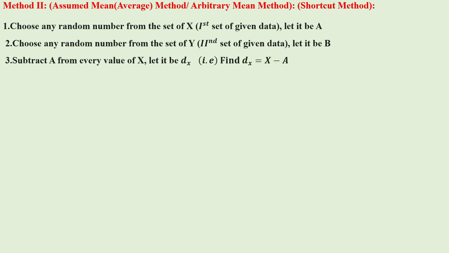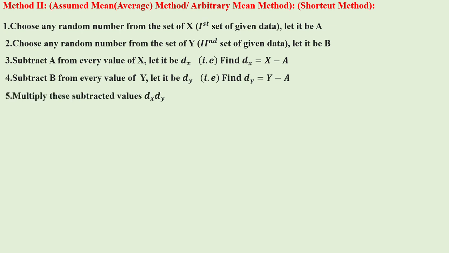Sometimes we will change the notation. Subtract a from every value of x, and let it be dx. So dx is the difference in x with respect to our assumed mean. A is the assumed mean in x and b is the assumed mean in y, so dx is x minus a. Similarly, subtract b from every value of y, and let it be dy, that is dy equal to y minus b.